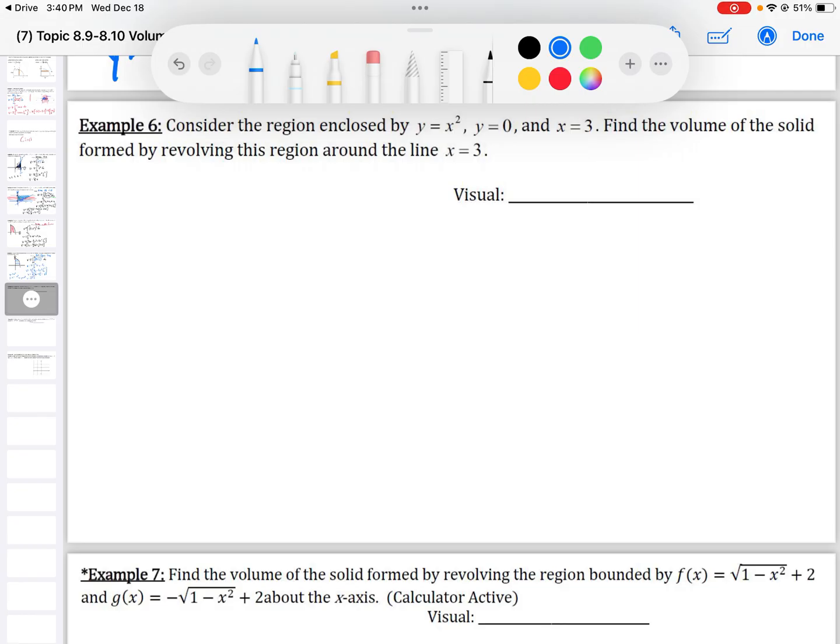Okay. Consider the region enclosed by y equals x squared, y equals 0, x equals 3. Find the volume of the solid formed when you rotate around the line x equals 3. All right, so it's not the x-axis or the y-axis.